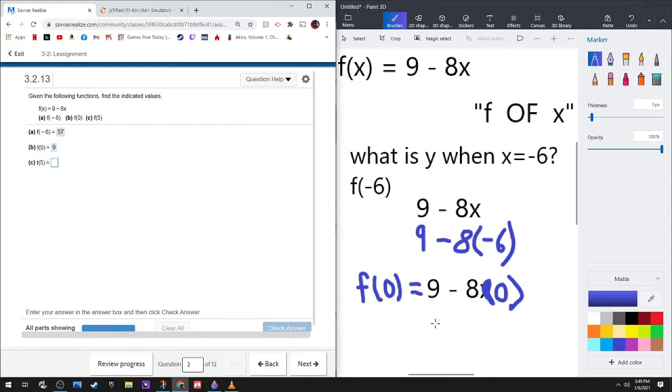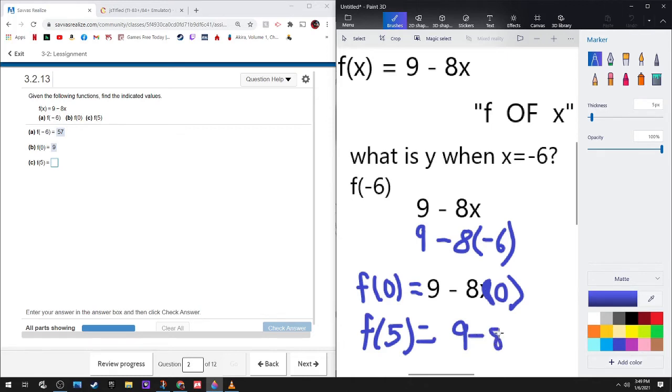And then, oh, I see f of 5. Hey, guess what? All you gotta do, take this 9 minus 8x, anywhere you see an x, rip it out, and drop the 5 in its place.